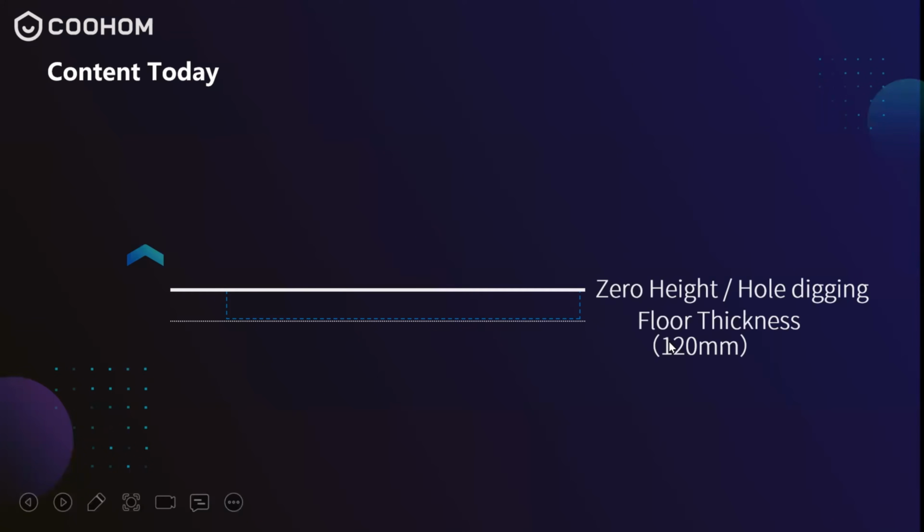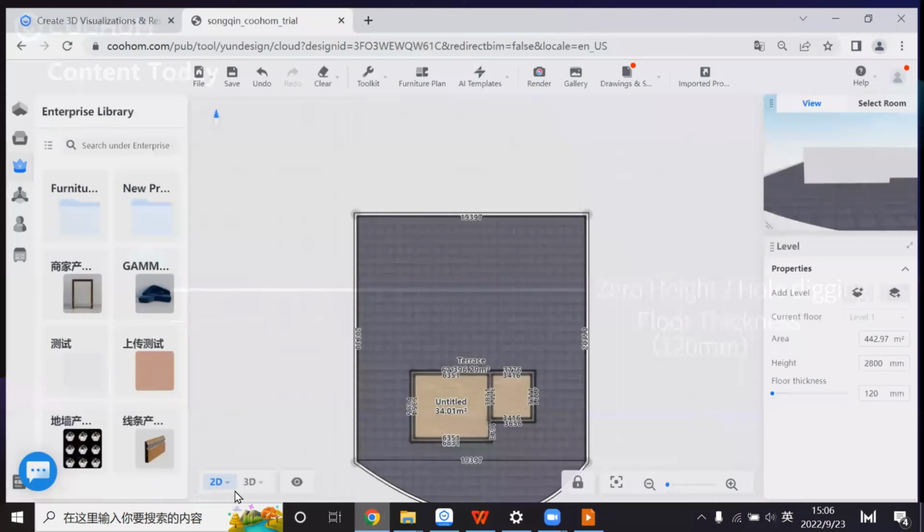If you want to draw out, the precondition is the room as the terrace. But later we might focus on the space dividing from our construction. So first is the zero height, and with zero height we need to draw some hole diggings.